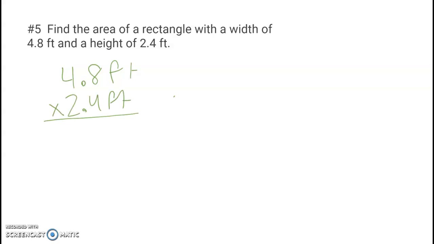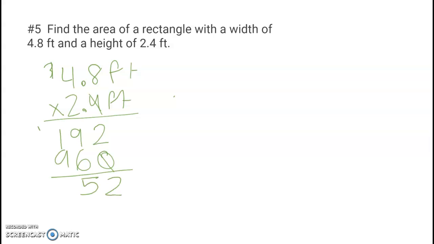When we're multiplying with decimals, we're going to ignore those decimals to multiply. So I have 8 times 4 is 32, carry the 3. 4 times 4 is 16, plus the 3 is 19. I'm moving on to my next place value, so I put down a place value 0. 2 times 8 is 16, I'm going to carry the 1. 4 times 2 is 8, plus the 1 is 9. And then I'll add those numbers together.